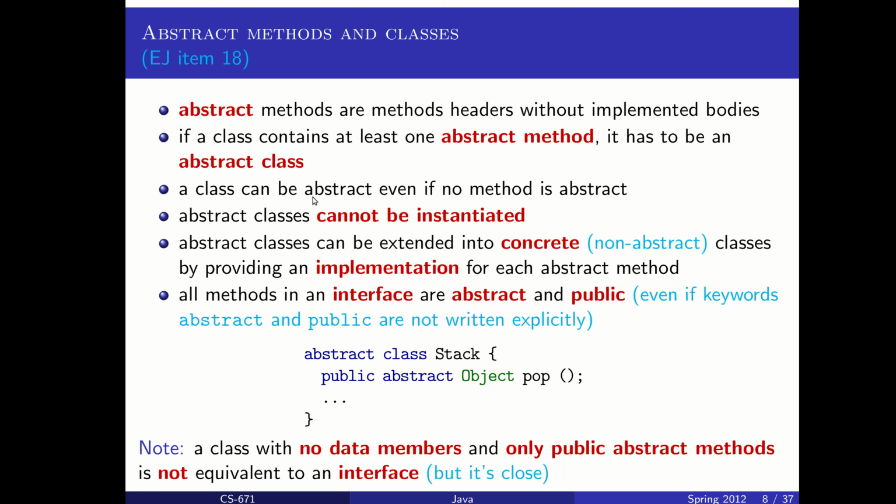A class can also be declared to be abstract, even if none of the methods are abstract. You can just put abstract up at the top of the class, like down here, and it'll make that class abstract, which essentially means you cannot create instances of it. Abstract classes can be extended into concrete classes by providing an implementation for any of the abstract methods.